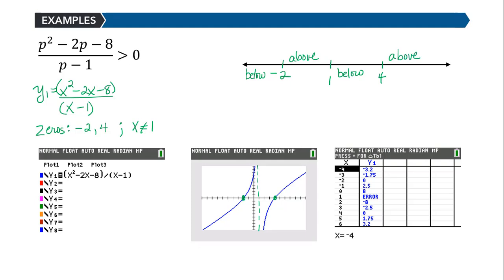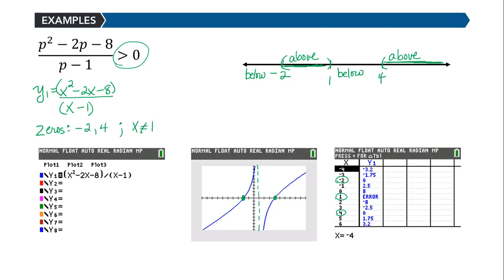So remember that for us to find the values of x for which the rational function is greater than 0, that is, the output value is positive, we need to find where the graph is above the x-axis, and that is indeed just what we found algebraically: between negative 2 and 1 and to the right of 4. And again, we cannot include the zeros, so we have parentheses on the negative 2 and the 4. We can never include the restriction of 1, so that's confirming what we just found there.